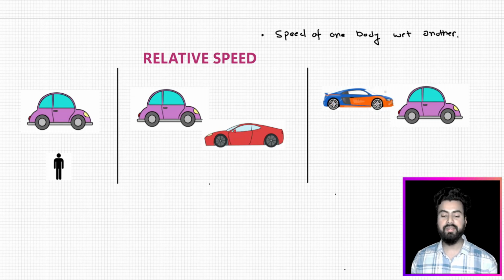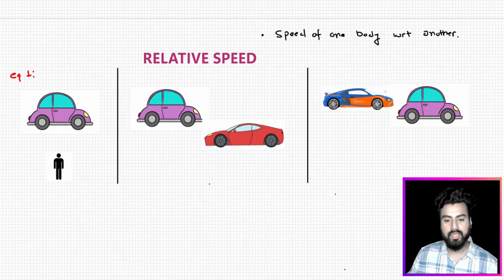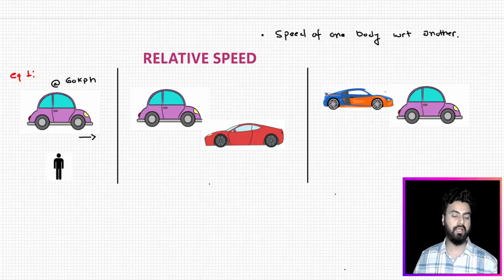Now, to understand relative speed, what I have done, I have presented three examples in front of you. Let's look at the first example. Now, you can clearly see that a car is moving in this particular direction. Let's say this car is moving at a speed of 60 kilometer per hour.